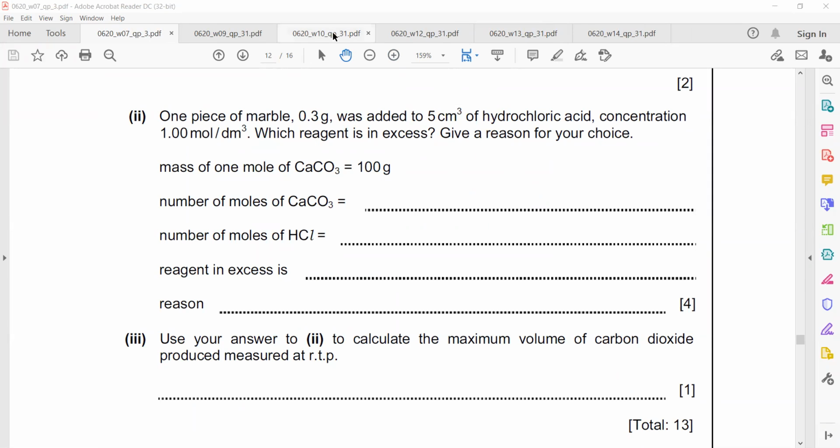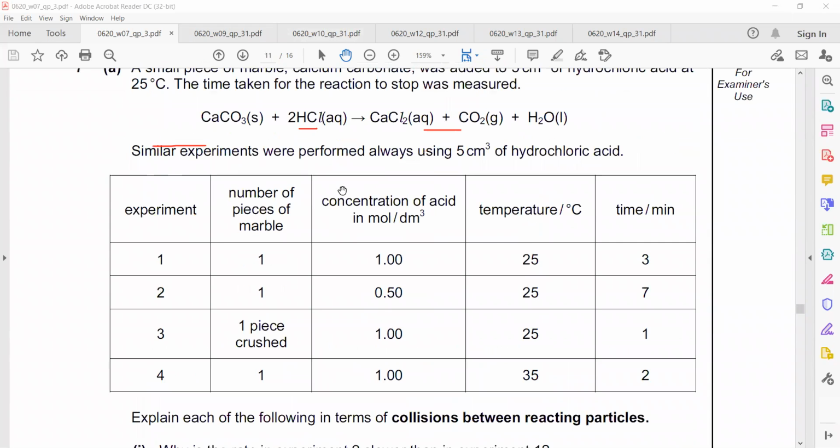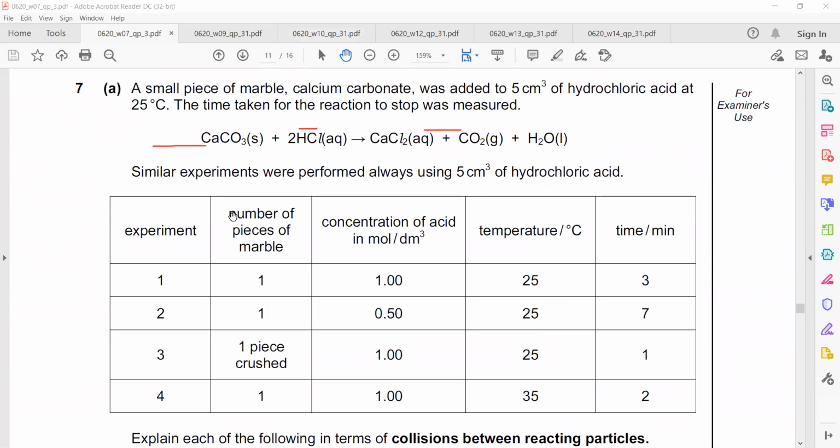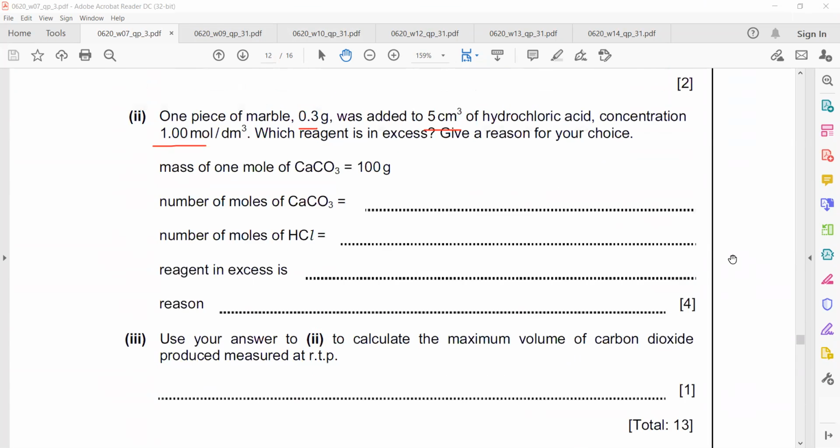Okay, next part. One piece of marble, which is 0.3 gram, was added to 5 cm cube of hydrochloric acid of concentration 1 mole per dm cube. Which reagent is in excess? Keep in mind the equation will be there when they're asking for reagent in excess or limiting. This is the equation. Calcium carbonate and hydrochloric acid, the ratio is 1 to 2. When calcium carbonate, a metal carbonate, reacts with hydrochloric acid, it gives calcium chloride, CaCl2, plus carbon dioxide plus water.